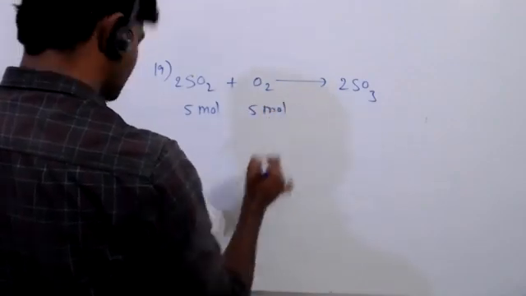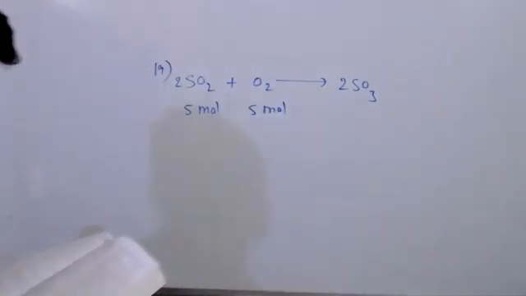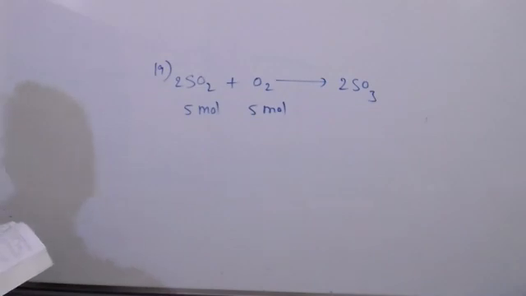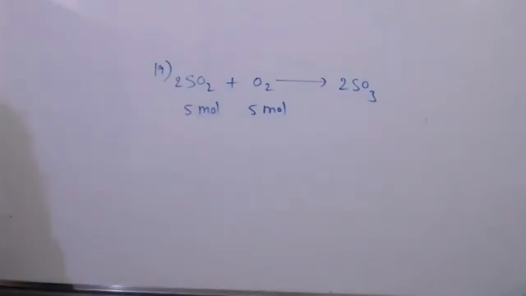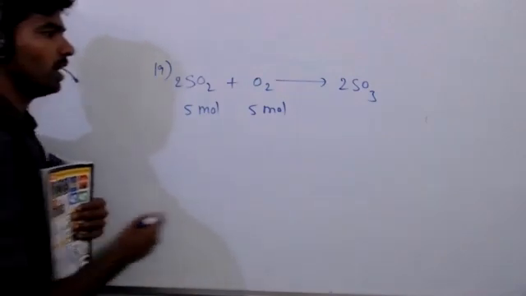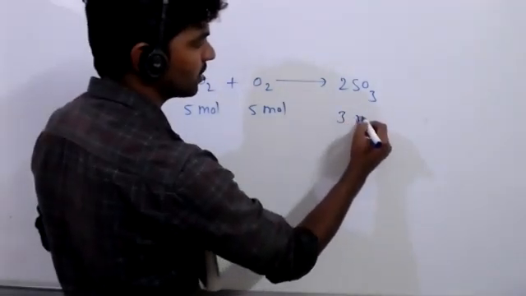Five moles of O2 allowed to react at equilibrium. It was found that 60% of SO2 is used up. So in 5 moles, 60% means how much? 3 moles. 3 moles of SO2 is used up, which means 3 moles of SO3 is formed.